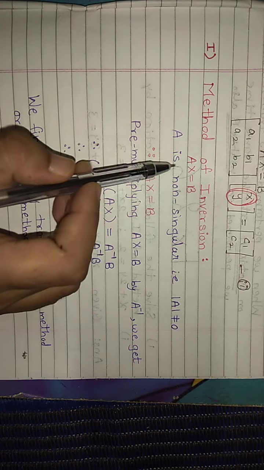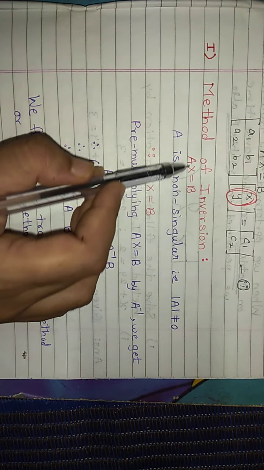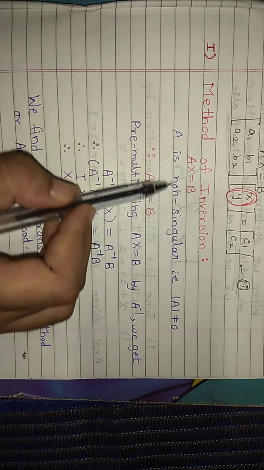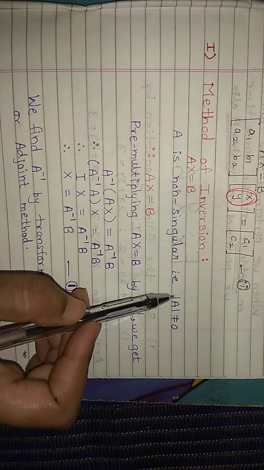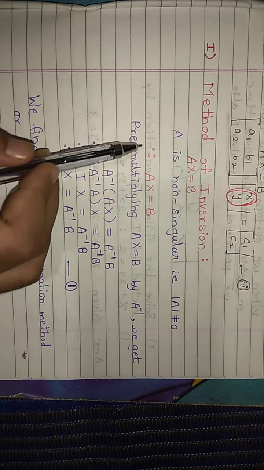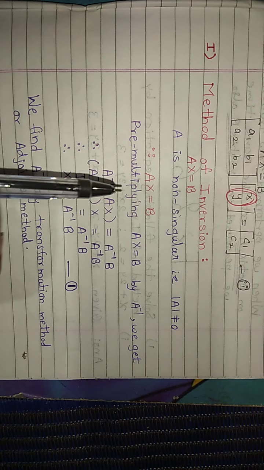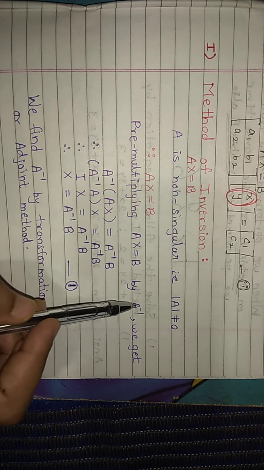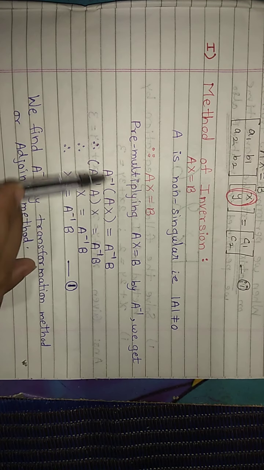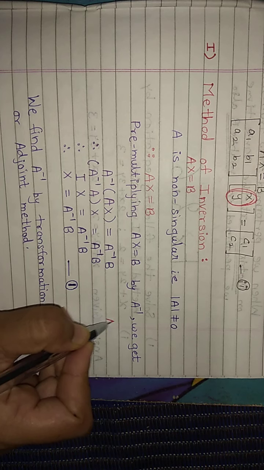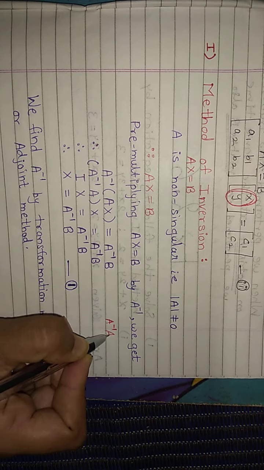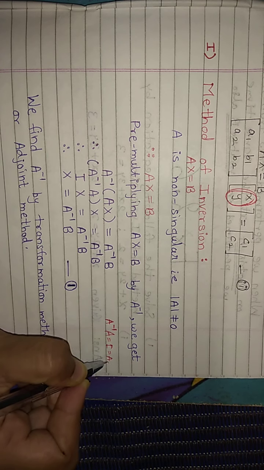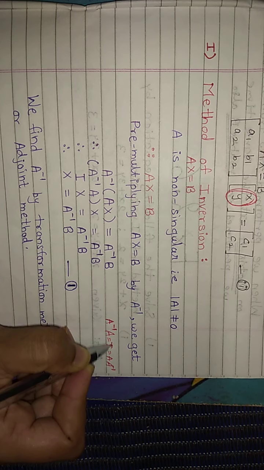In the method of inversion, with the same terms, AX is equal to B, but we have to check that A is non-singular, that is, the determinant of A is not equal to 0. Therefore AX is equal to B. In this step, we pre-multiply AX is equal to B by A inverse on both sides, because we already know that A inverse into A is equal to I, or A into A inverse is also I.